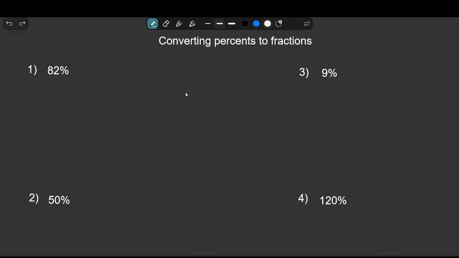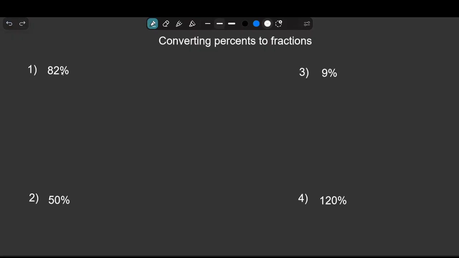In this video I'm going to cover how to convert percents to fractions. So we have 4 examples here: 82%, 50%, 9% and 120%. Turning them into fractions is actually very easy, but we still have to simplify the fractions, and that might be a little bit hard. So let's jump straight into the first one.